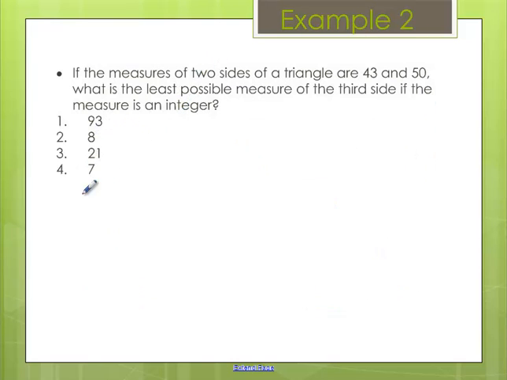Now let's try this one. We have a multiple choice, just so you can start to see how this works on an ACT as well. If the measures of two sides of a triangle are 43 and 50, what is the least possible measure of the third side? So we're looking for the smallest value. So I'm right off the bat going to cross off 93 because that's bigger than both of these. So that's not the smallest possible.